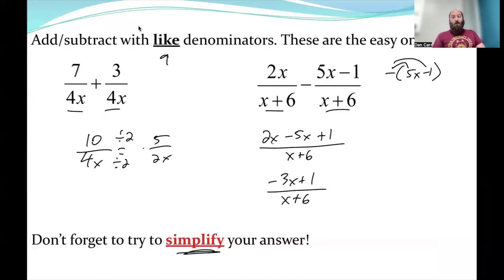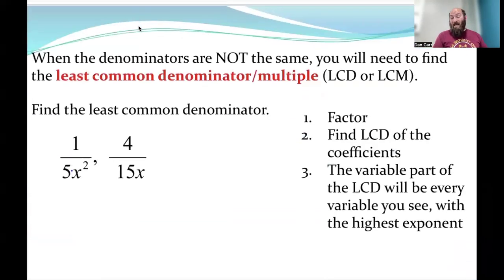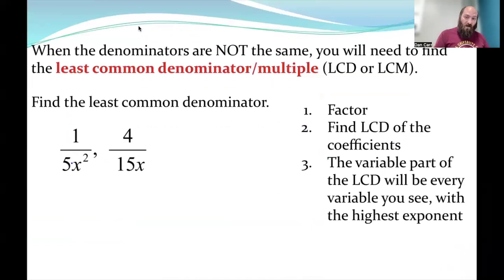x plus 6. There is no simplification to do. My factors are negative 3x plus 1 and x plus 6. They do not reduce. So this problem is done like that. Okay. So when the denominators are not the same, though, we need to make them into the same thing. So we still want to find our least common denominator.